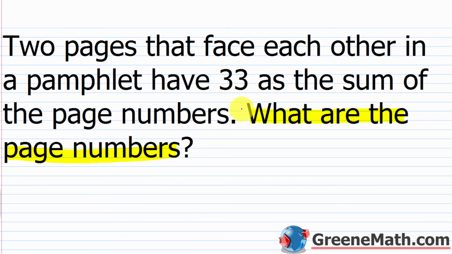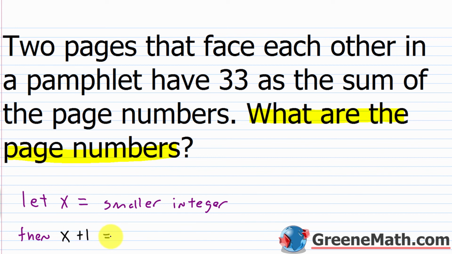So again, just like we solved the previous two problems, we're going to let x equal one of them, one of the page numbers, and then we'll represent the other page number in terms of that variable x. So let's let the smaller integer be x. So let x equal the smaller integer. So then, since they differ by 1, we could say that x plus 1 is equal to the larger integer.